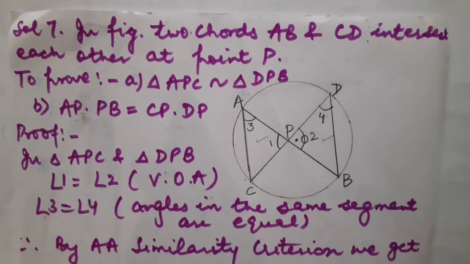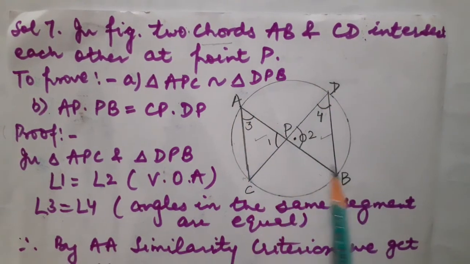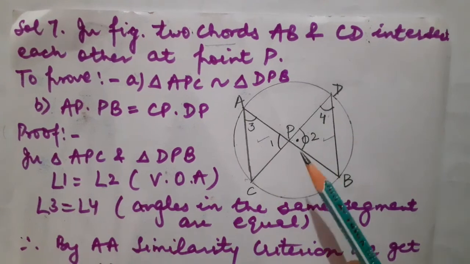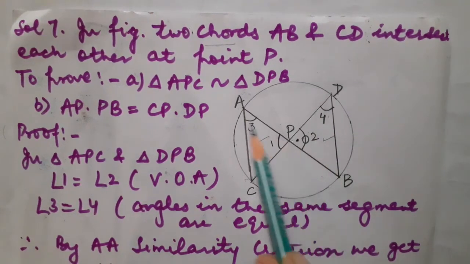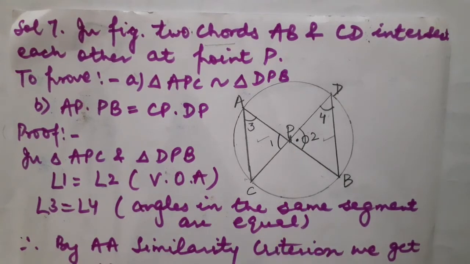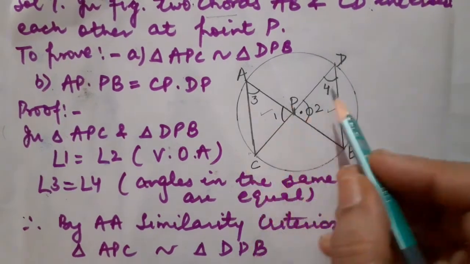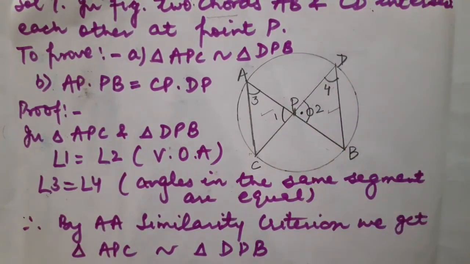Okay. Always remember, chord is that line segment whose both the endpoints lie on the circumference of the circle. Like if I am going to talk about chord AB, then A as well as B are lying on the circumference of the circle. Similarly about CD. See, this is center point O, but they both are going to intersect each other at point P. Correct? Okay. Now we have to prove that triangle APC and DPB both are similar to each other.